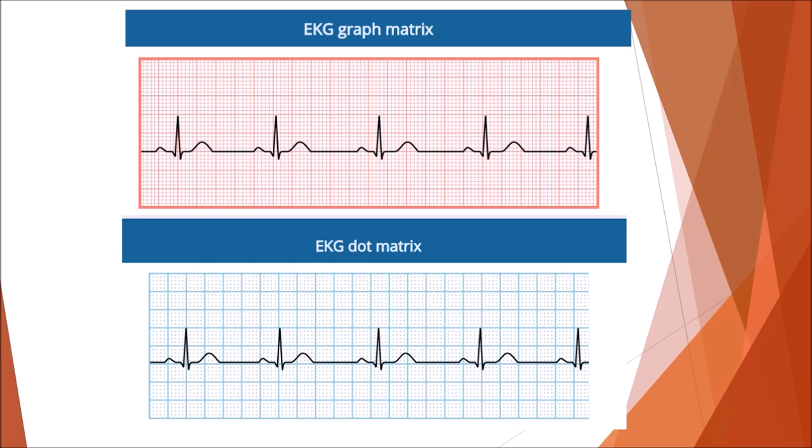Now the EKG is going to print on either a graph matrix, which is the one on top, or you can print on a dot matrix. It doesn't matter, they're both the same. When it comes to a dot matrix, just make sure that you fill in the imaginary lines right here in order to have the actual squares that you have here, but they're the same thing.